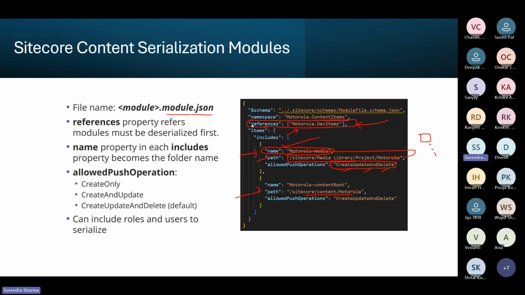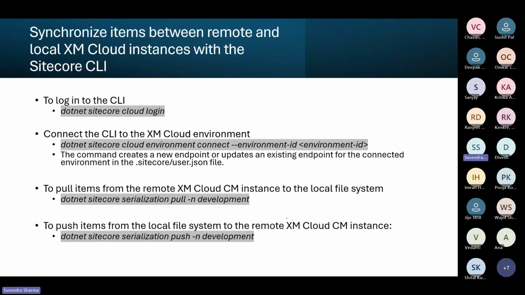Apart from these items, you can also serialize the roles and users as well. So if you want to serialize that as well, you can specify it here. So it will automatically pull your users and roles, and you can push it into your target environment. So that feature is also available with the Sitecore serialization.